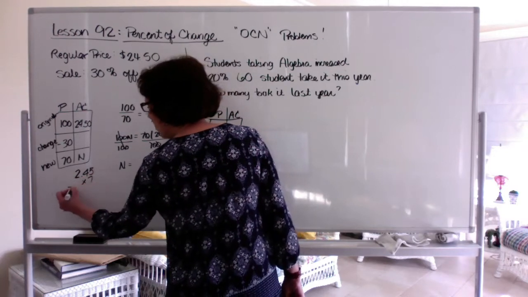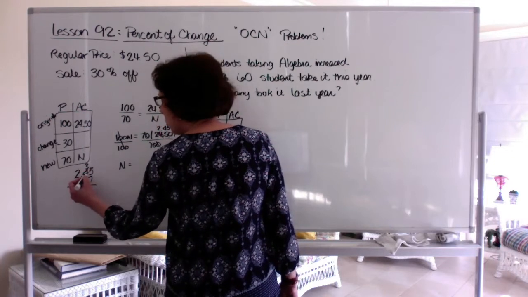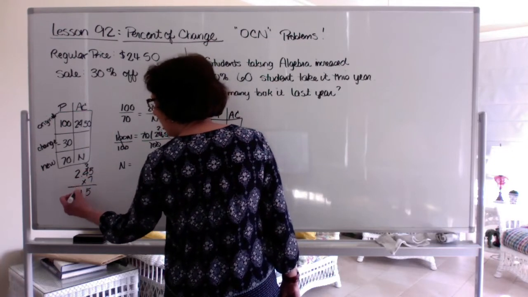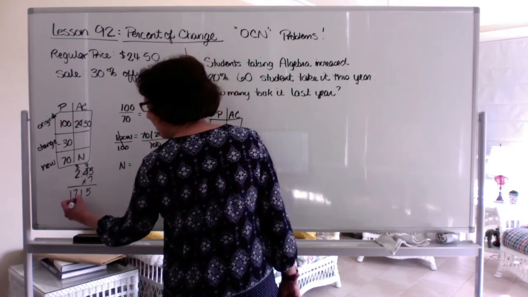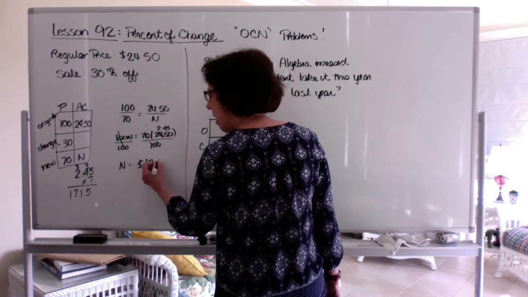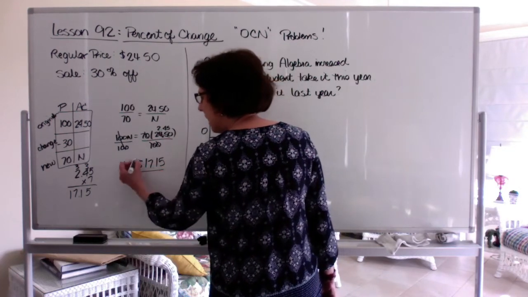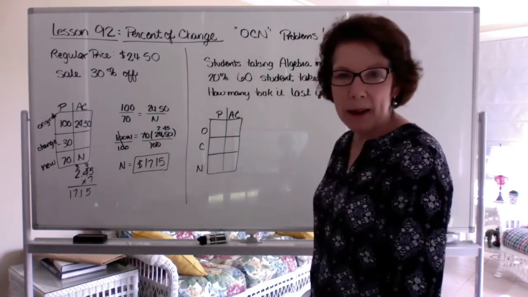times 7. So I'm going to go ahead and do that calculation right now. 7 times 4 is 28, 31, carry the 3, 14, 17, 15. Now, my new price is $17.15.